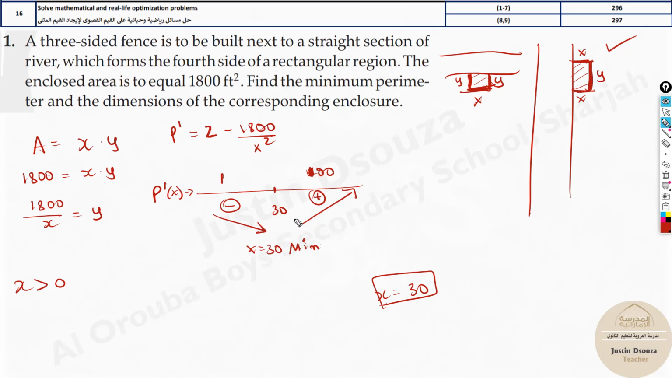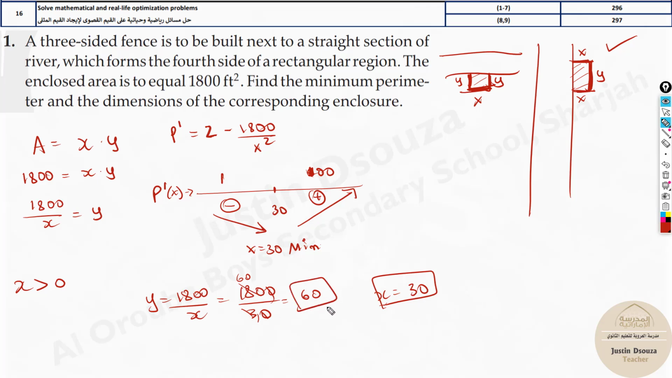And now once you have done this, we can conclude that x would be the minimum most. If you use x dimension as 30, that would be giving you the minimum perimeter. So what do you want to find? Y as well, right? So what is y? Y is equal to 1800 by x, which means it's 1800 by 30. This 1 times, this is 6 times, and 0 remains. It will be 60. This is the y value.